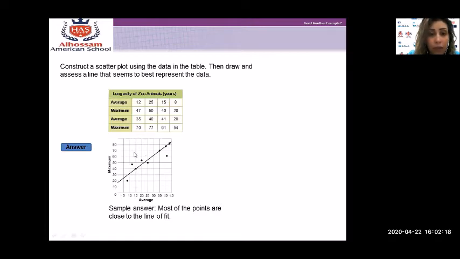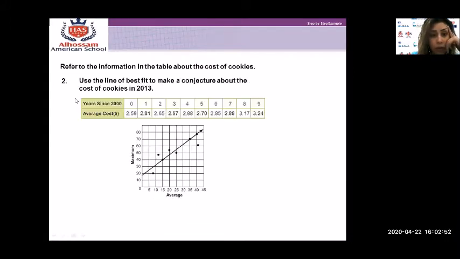What about the maximum values? I have 47, 50, 40, 20, 70, 77, 61, and 54. So I'm going to plot the points between the average and maximum as x and y, and just connect the line to find the best fit line. So let's see what we're going to have next. So far, we haven't predicted the value yet. So let's see how we can use the best fit line to predict the upcoming values.